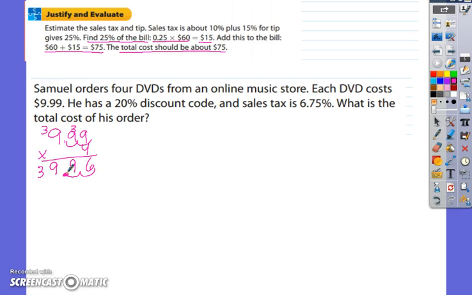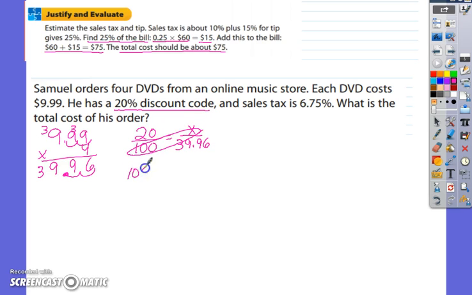So the 4 DVDs are $39.96. Now we need to calculate the discount. So the discount is the amount that Samuel is getting off of the DVDs. So we can set up a proportion. 20 over 100 is equal to x over $39.96.